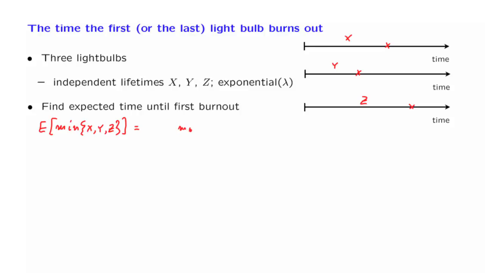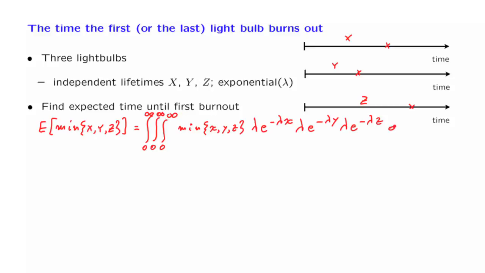Let us take the function of interest, which is the minimum of three numbers. Then we need to multiply by the joint PDF of these three random variables, X, Y, and Z. Now, because these three random variables are independent, the joint PDF is the product of their individual PDFs, which are all exponential. And so we obtain this expression for the joint PDF. And we need to integrate this over all x's, y's, and z's. So it's going to be an integral that goes for each one of the three variables from 0 to infinity. And here we have dx, dy, dz.